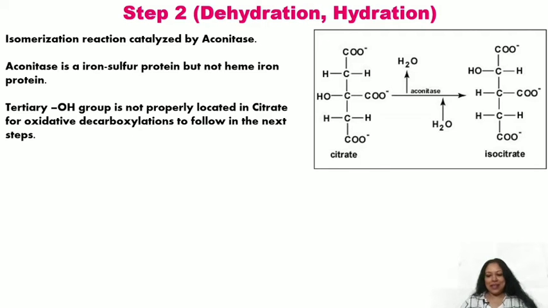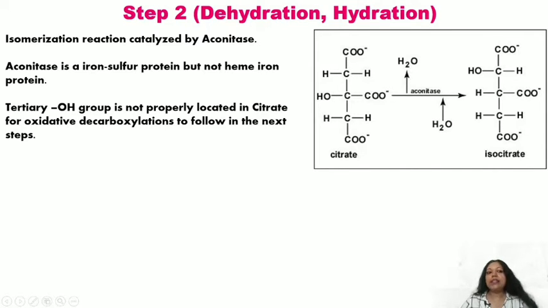Welcome viewers. So we are studying citric acid cycle, and in citric acid cycle so far we have covered step 1, or the detailed mechanism of citrate synthase enzyme which gives rise to the formation of citrate. So we will start from citrate moiety. Okay. So the step 2, which is known as dehydration and further hydration, is catalyzed by enzyme aconitase.